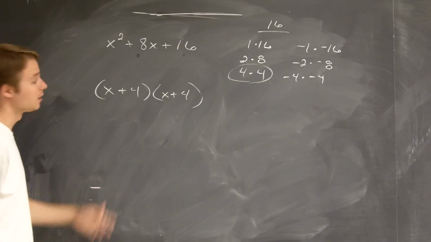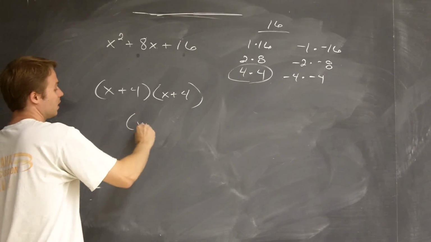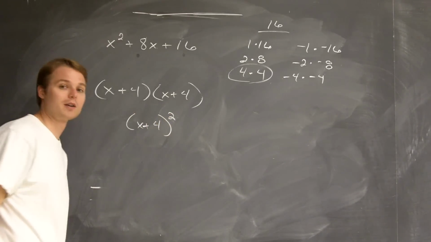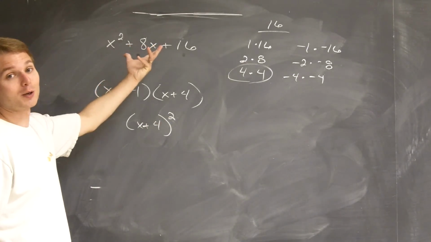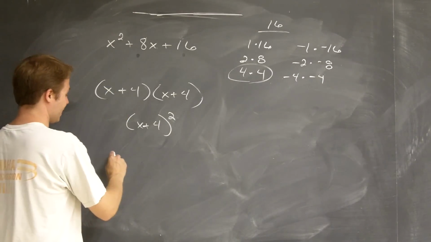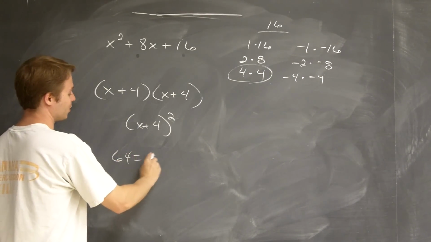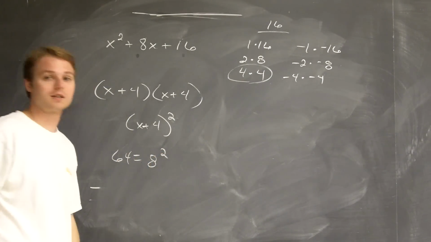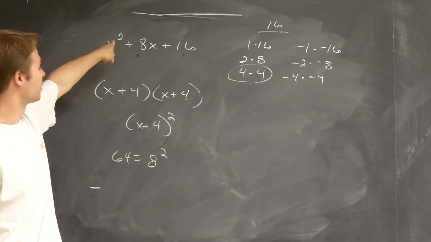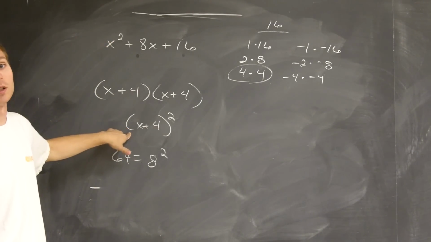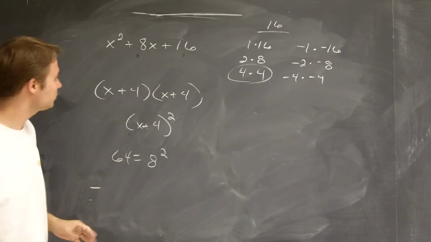This is actually a special kind of trinomial because this is really just x plus 4 squared. So we say this is actually a perfect square trinomial, just like something like 64 is a perfect square, right? Because it can be written as 8 squared. This is a perfect square trinomial because it can be written as one expression squared.